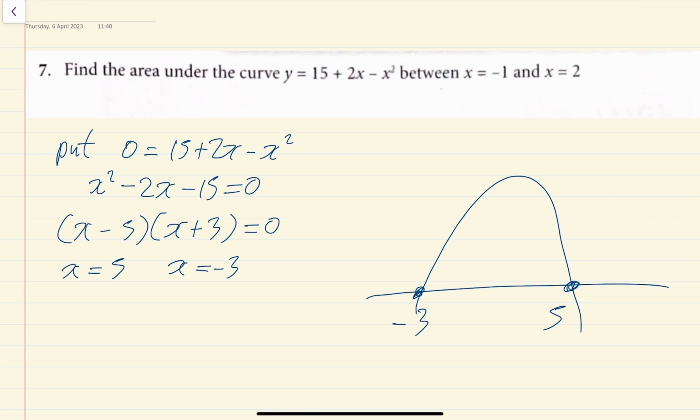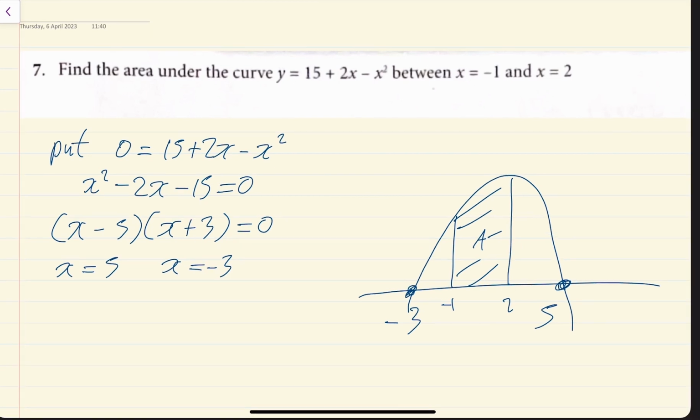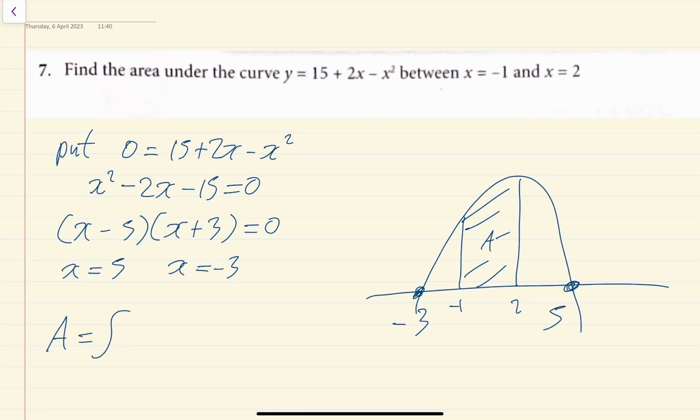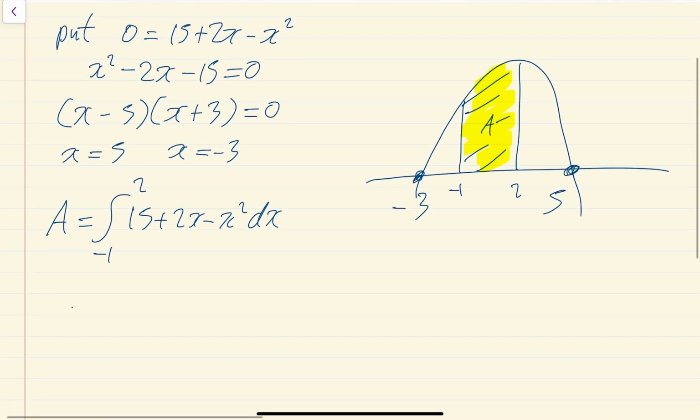So that's absolutely fine. If I know that my lines x equals minus 1 and x equals 2 are going to be here, this is the area that we need to find. Call that A. A is going to be the integral between minus 1 and 2 of 15 plus 2x minus x squared dx. If I do it this way, my answer should be positive, because my area is above the x-axis. Had your area been below, you should expect to get a negative answer, and then you would just adjust that as your final answer.